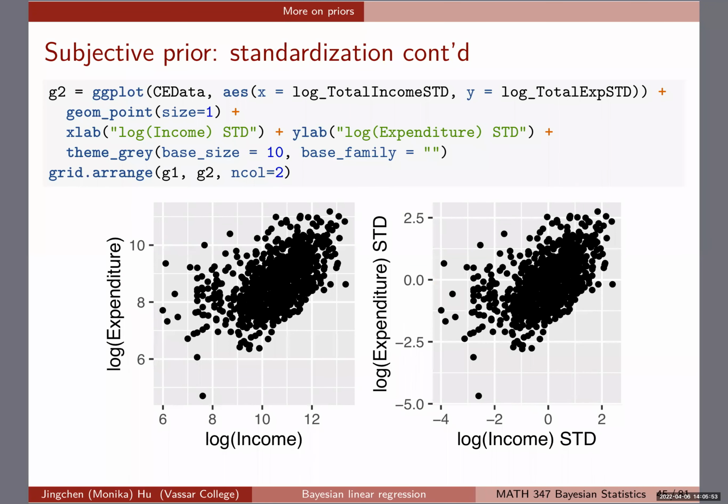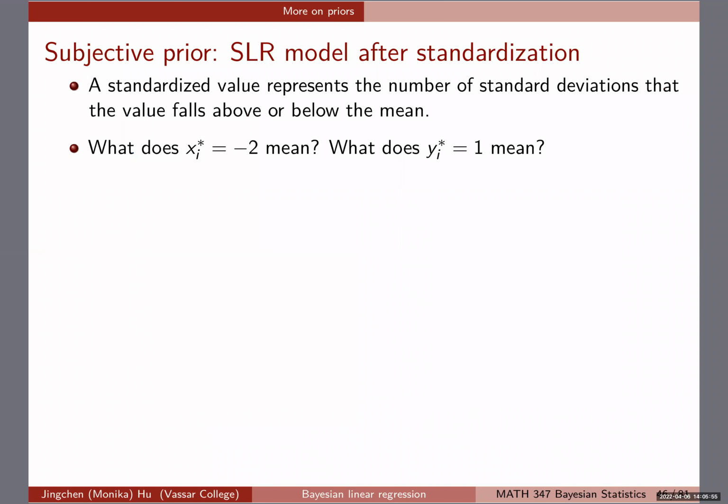So let me show you one example. A standardized value, like I said, represents the number of standard deviations that the value falls above or below the mean. If you remember what we did, we have yi star equals yi minus y bar divided by the standard deviation of y. We first subtract the mean y bar from each observation yi, and then we divide that by the standard deviation sy. So the standardized value, yi star itself, tells us the number of standard deviations.